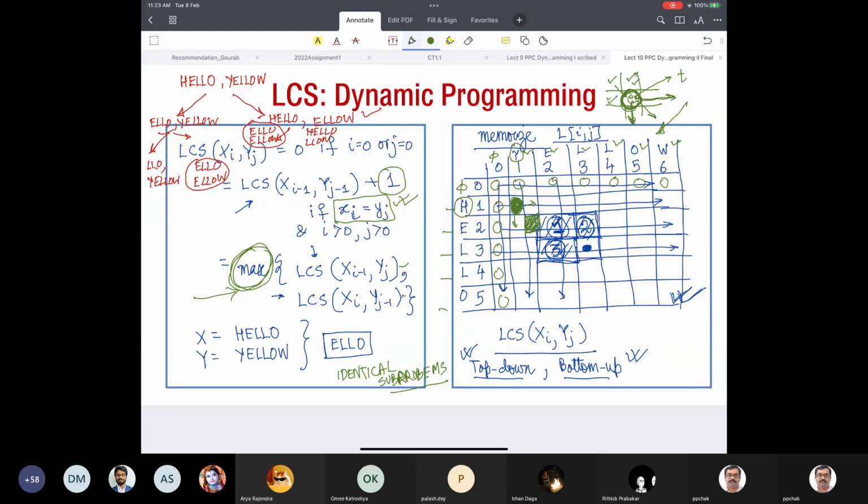Now, how much will I add to T? I will add either the diagonal plus 1, or whatever I get back from the rest of it. This is what will be returned.